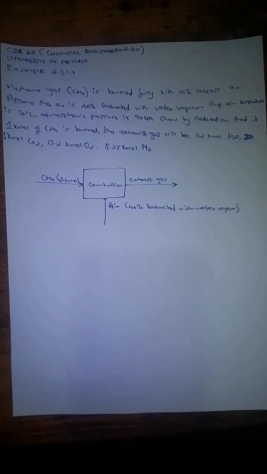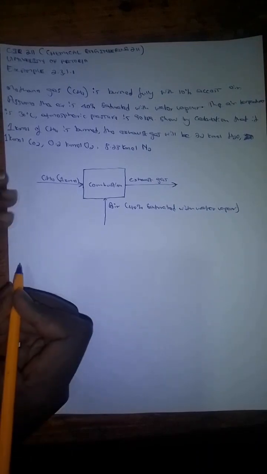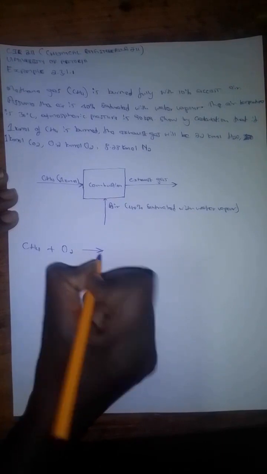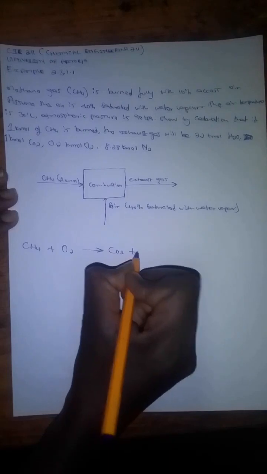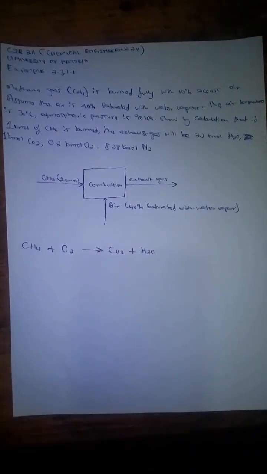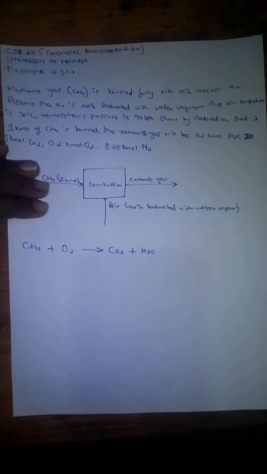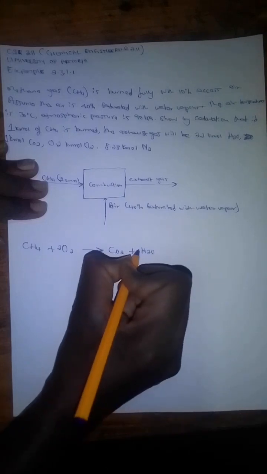So for us to solve that, the first thing that we need to do is to write down our reaction equation. We have our methane plus O2, which we know conventionally gives us CO2 plus H2O. We always know that a hydrocarbon, when it combusts, gives us CO2 and H2O. Now, if you balance it, it's gonna be 2 here, and we're gonna have 2 here.